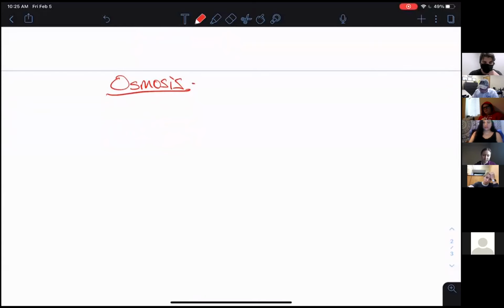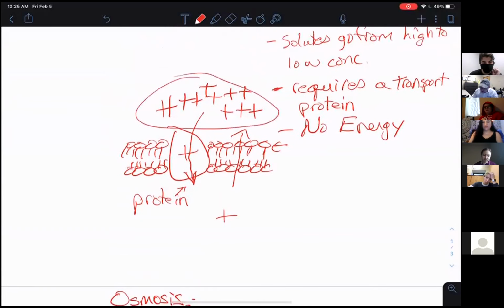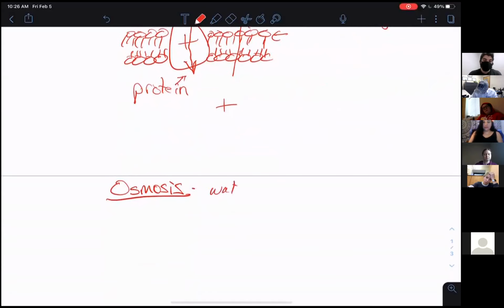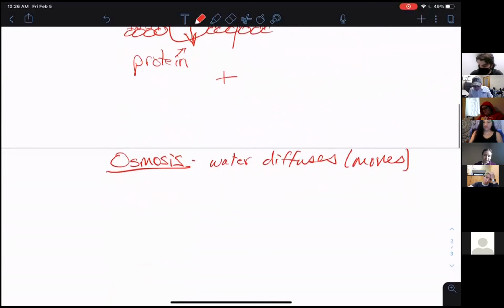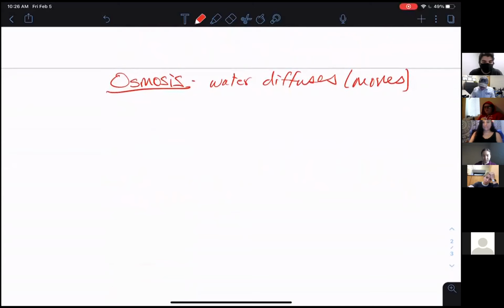All right. So what is osmosis? Up here, we're talking about these solutes, things that are dissolved in water. That's what's moving around. With osmosis, it's different. It's still diffusion, but it's where water is moving, okay? Water moves. I've got a video I'm going to show you in a few minutes, so hopefully I'll share it with you, and it will make it even more clear.